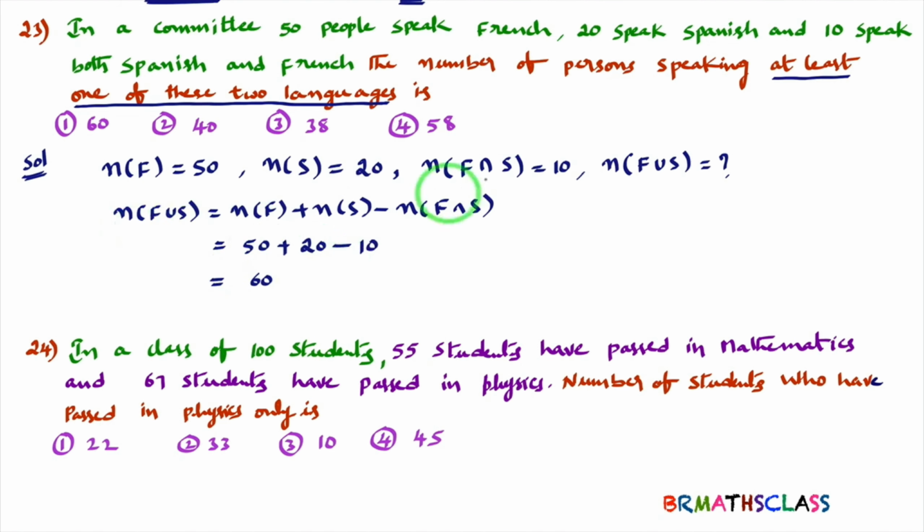So the number of persons speaking at least one of these two languages is 60. So which option is the right option? First option is the right option.